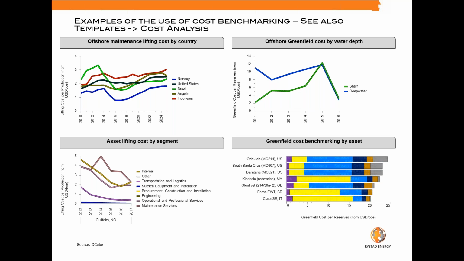Here you can see that we can benchmark different countries on overall level based on their investments, and the graph on the upper left corner shows that Norway has the lowest lifting cost compared to Brazil, Angola, United States, and Indonesia. The lifting cost can also be visualized by splitting on segments.